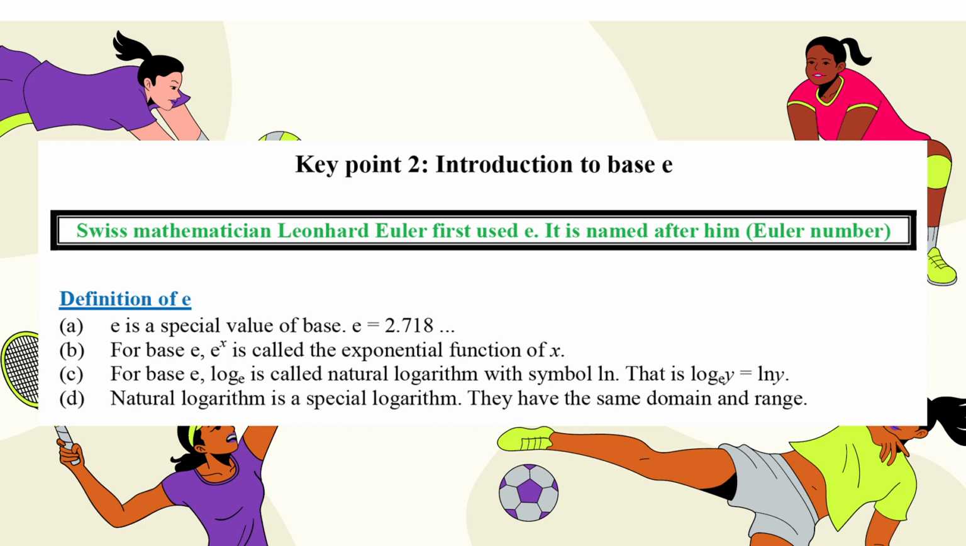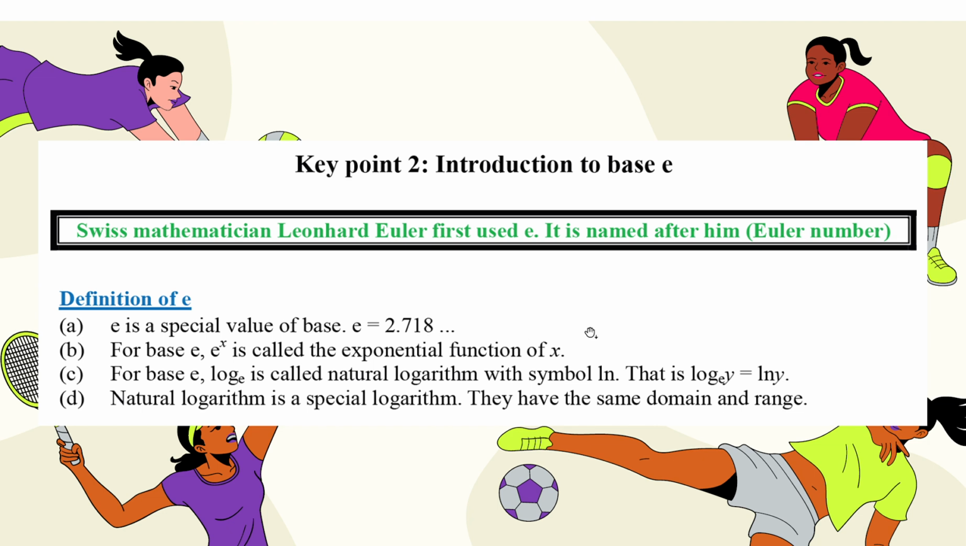Next one. Introduction to a special base, which we call the Euler number. A long time ago, Euler, a famous Swiss mathematician, introduced e. It is named after him, the Euler number. e is a special number, 2.718 and so on. It is an irrational number.